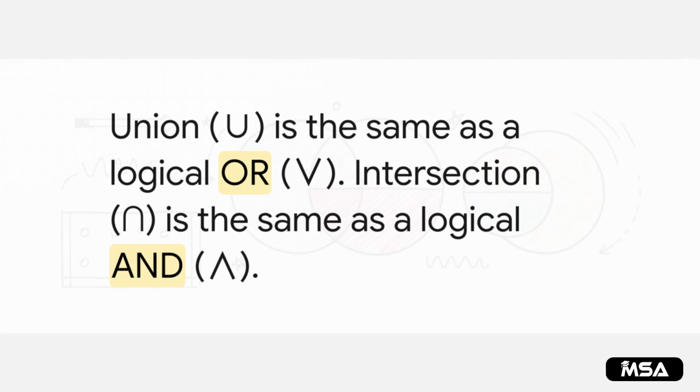Set theory isn't just for math class, it is the language of formal logic. A union is just another way of saying logical "or." An intersection is a logical "and." This is the fundamental grammar that computers use to reason, to process information, and to make every single decision.